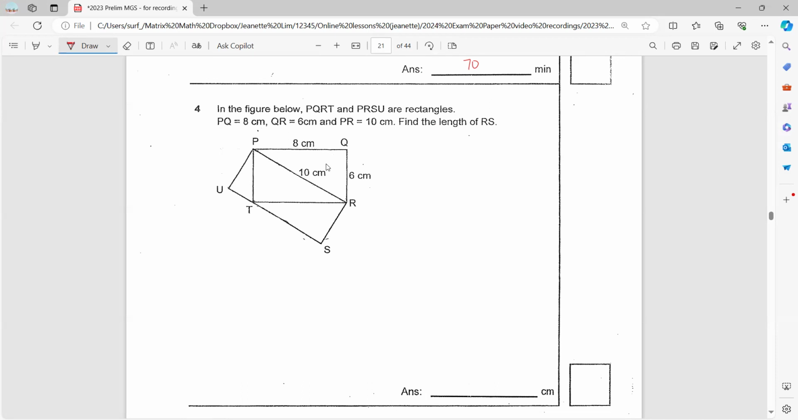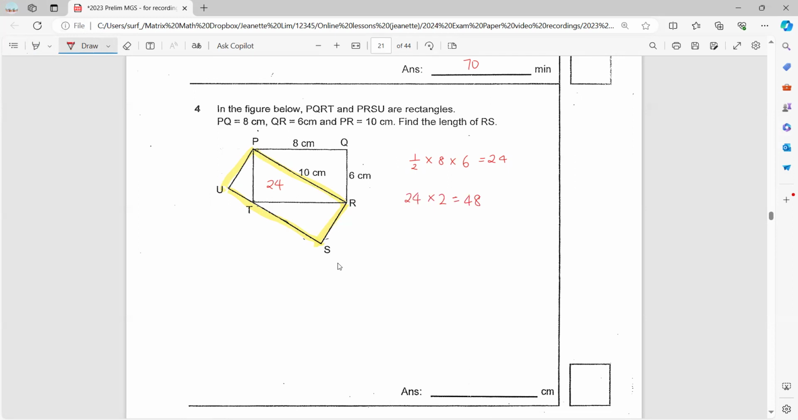So half times base times height, use the correct base and height. We should be using 8 and 6, which is 24 square cm. So this is 24. Now, if you focus on this rectangle, this triangle here is actually half of the area of this whole rectangle. So this whole rectangle is actually 24 times 2, which is 48.